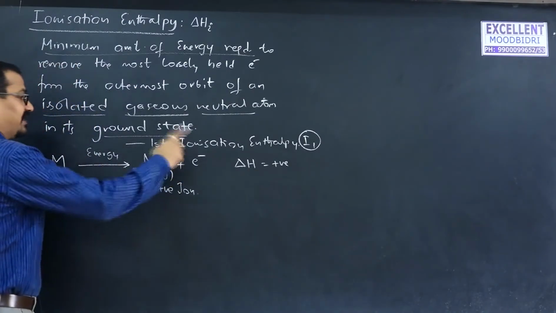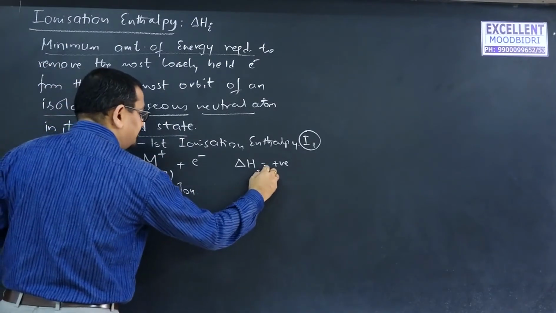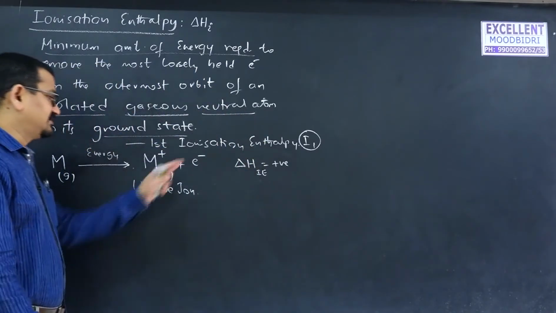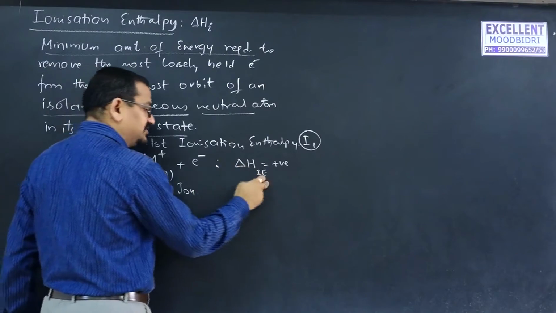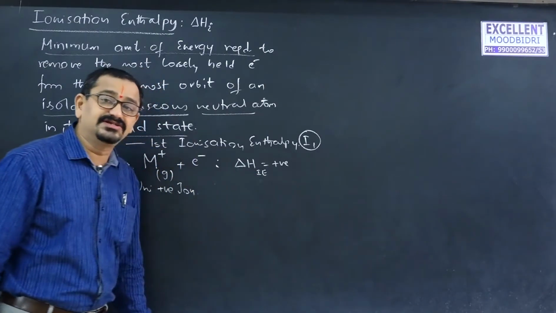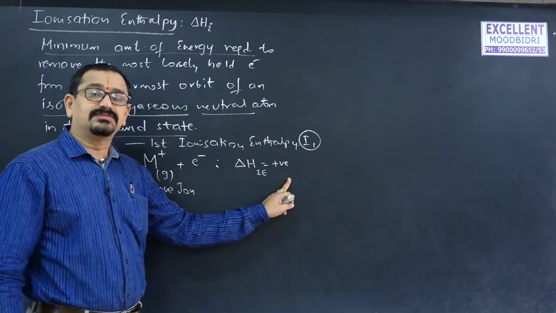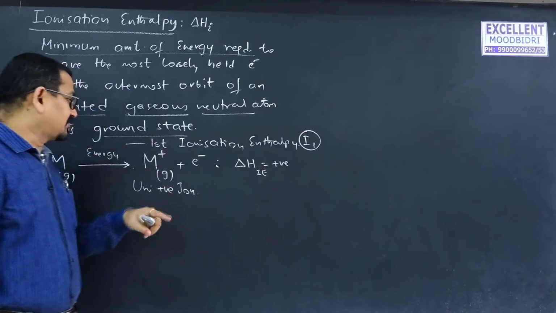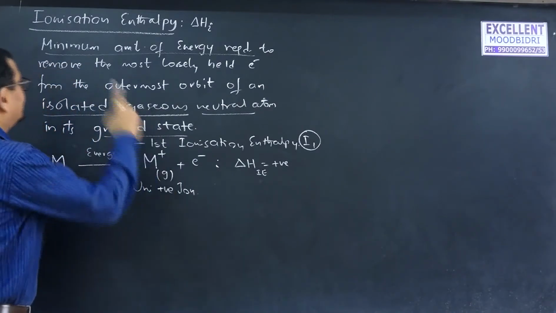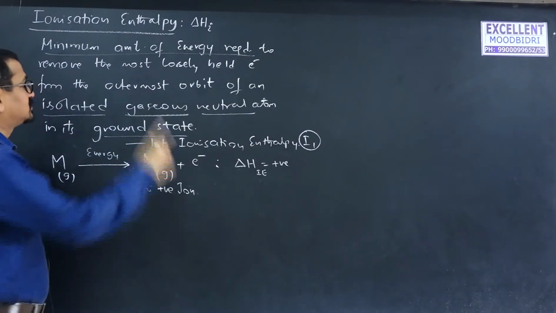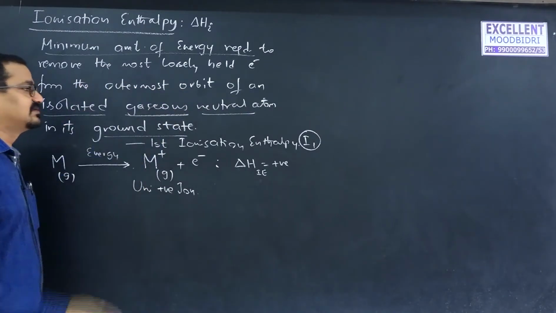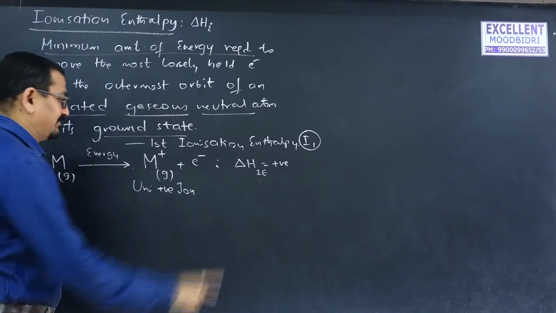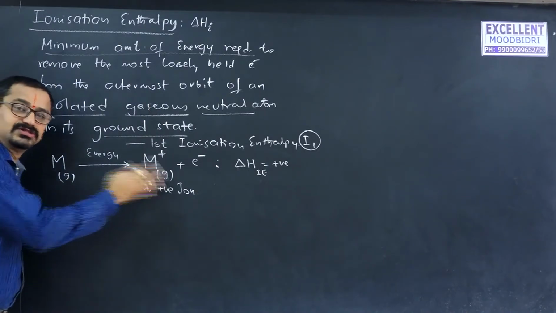So ionization enthalpy is always with a positive sign, if you observe it in this way. Delta H of ionization always comes with a positive sign because energy is required to remove an electron. Removal of an electron is an absorption process. So once again, the minimum amount of energy required to remove the most loosely held electron from the outermost orbit of an isolated gaseous neutral atom in its ground state is said to be its first ionization enthalpy.